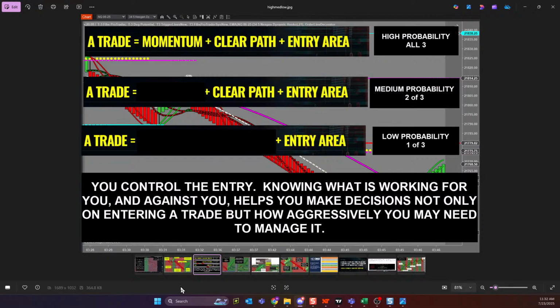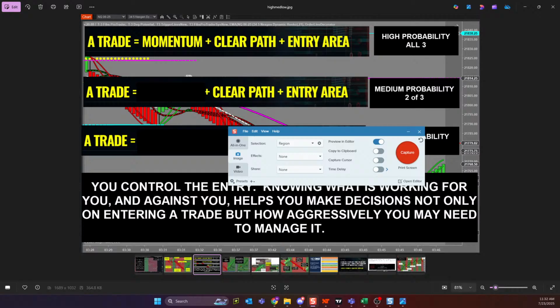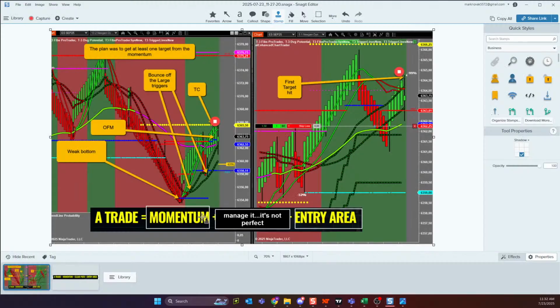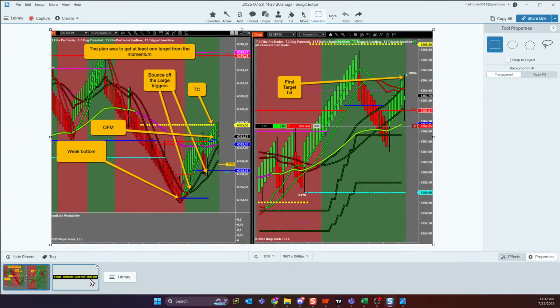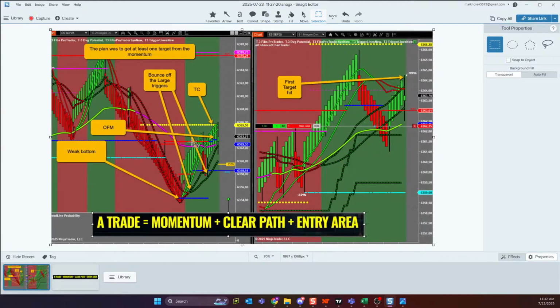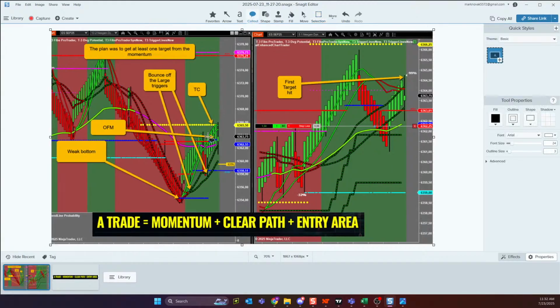3 pieces of paper, guys. And when you do your chart read, when you're reading your indicators and trying to make decisions, go back to it and look at your chart. And if you have momentum, leave it in view. And if you don't have a clear path, cover it. And if you have an entry, leave it in view.